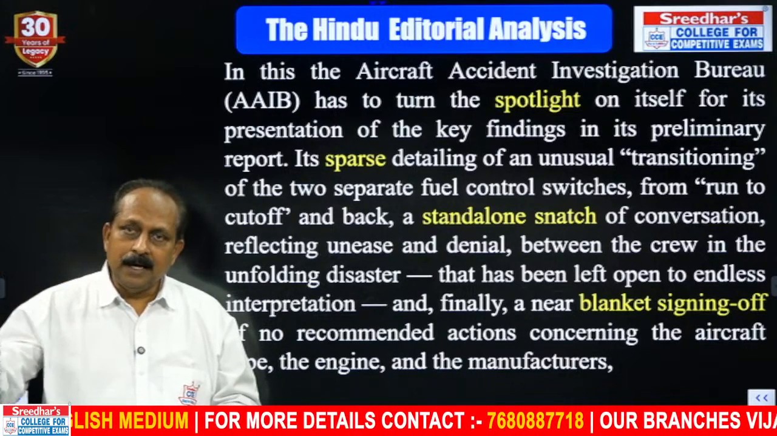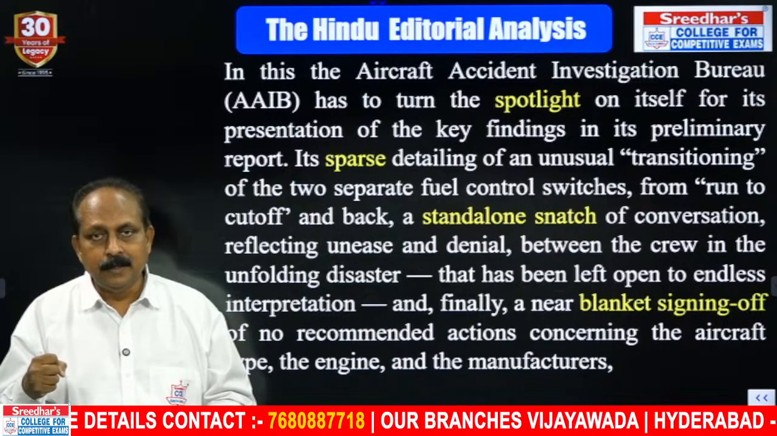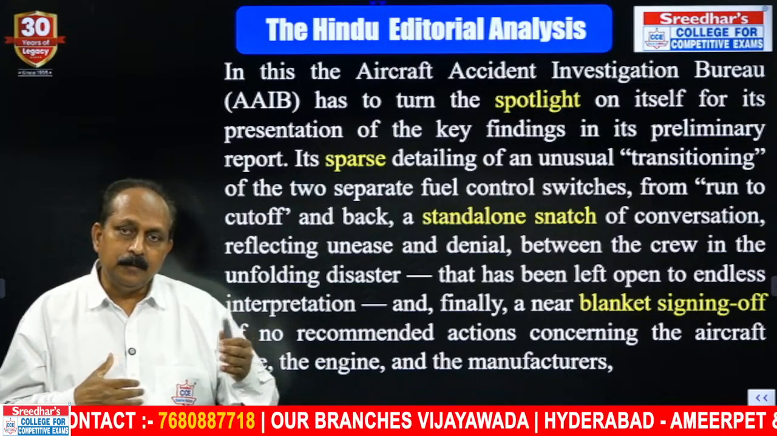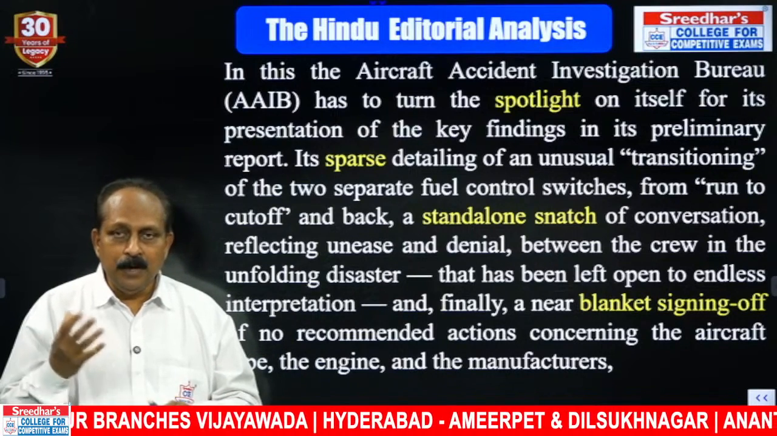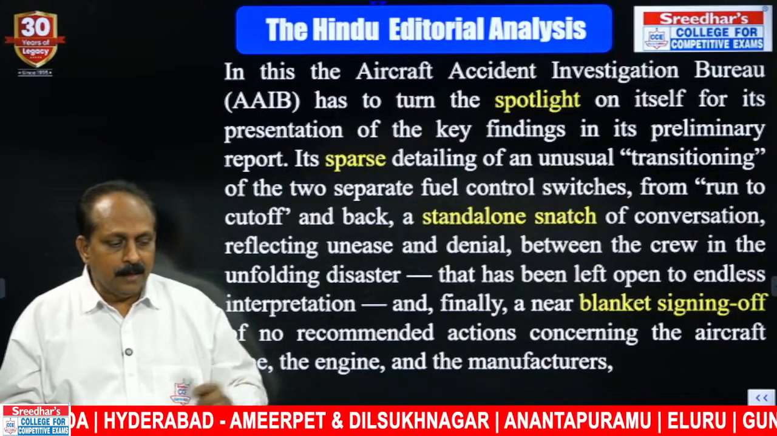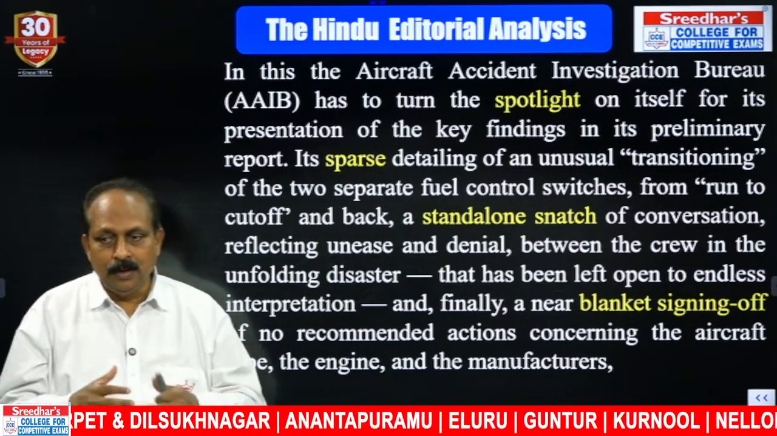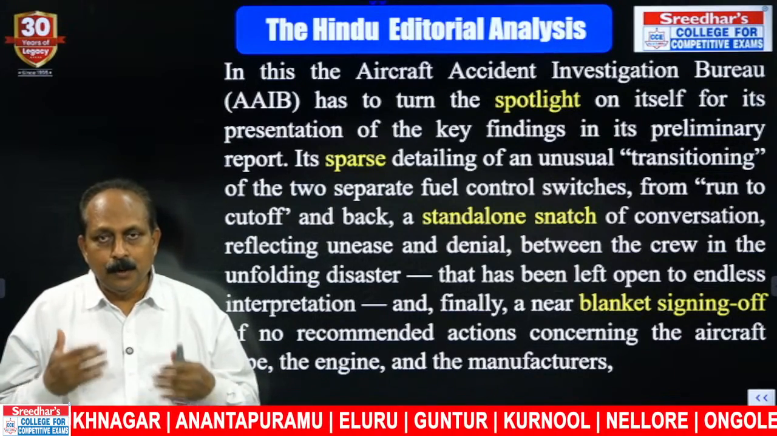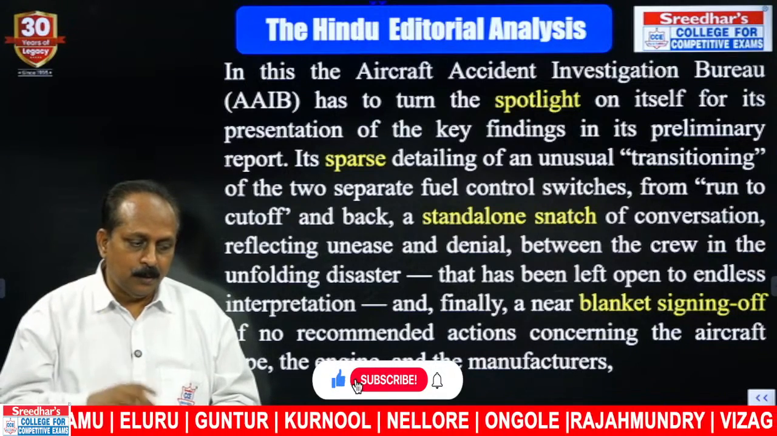Because out of 10, only two standalone sentences have been taken out, and the other sentences we don't know, what exactly the entire conversation was. That means it is vague, not clear. That results in speculation. Based on that, the editorial says the investigation bureau should release the entire conversation, make the transcript public, not simply two sentences.